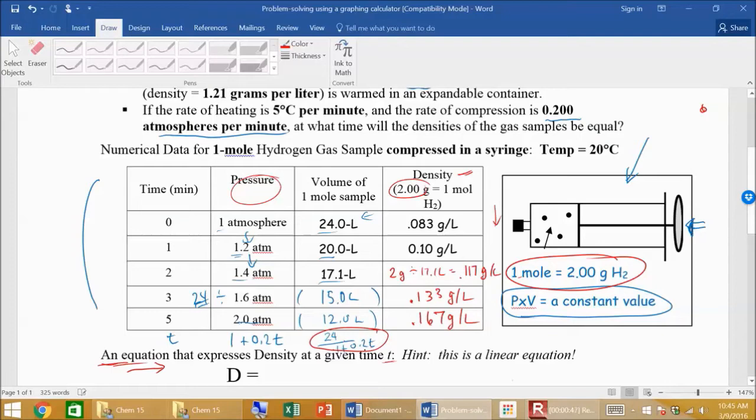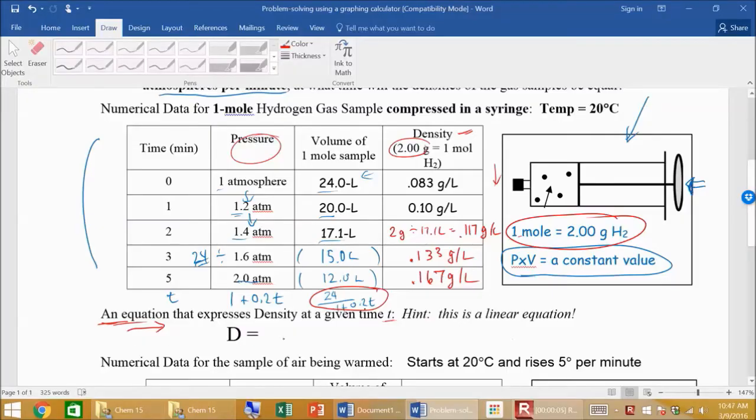This is the equation for volume versus time. What's the equation for density versus time? Pause the tape, come back when you have a guess or just to see an answer. Okay, density is mass over volume, which could be expressed as mass times 1 over volume. Mass is 2.00 grams, constant.